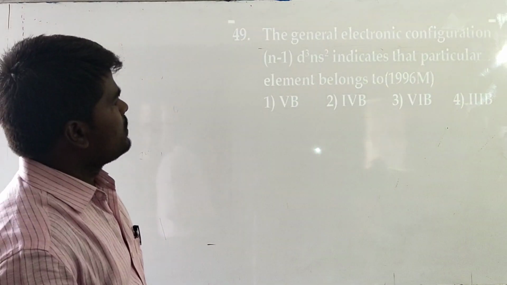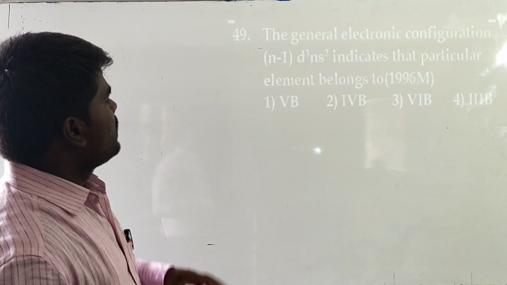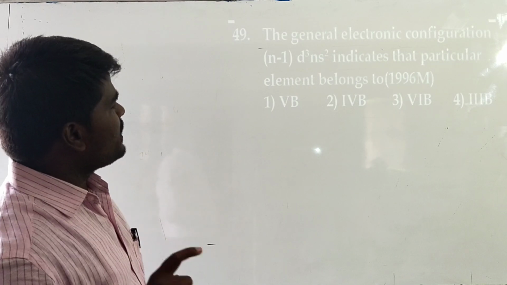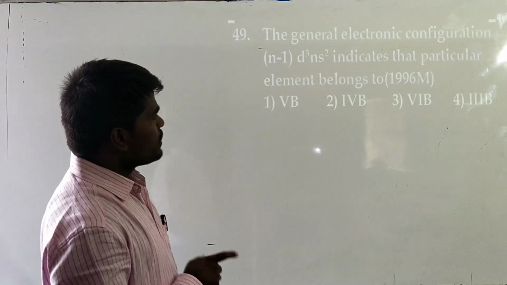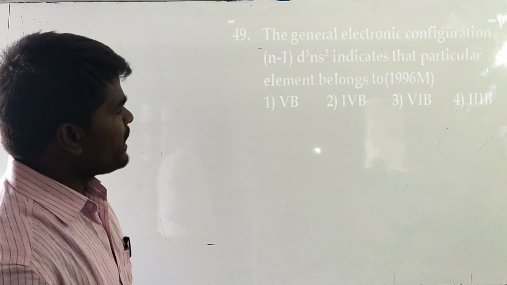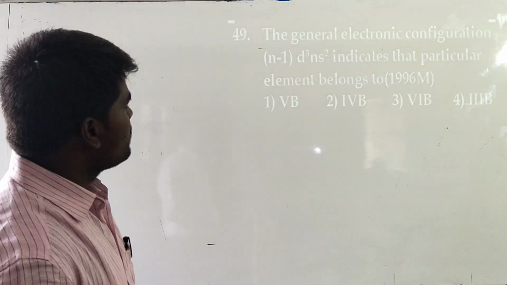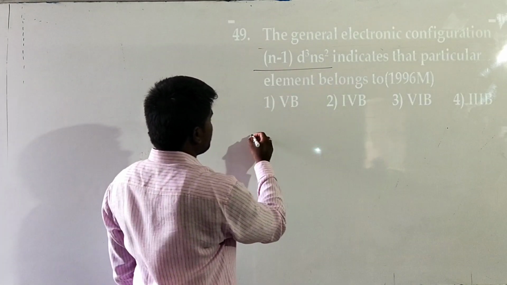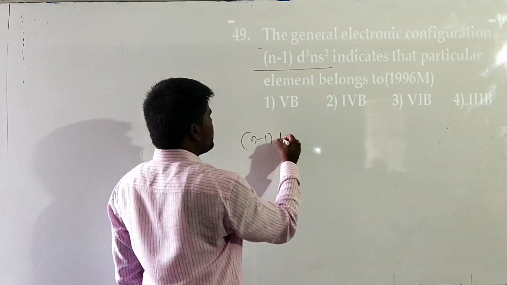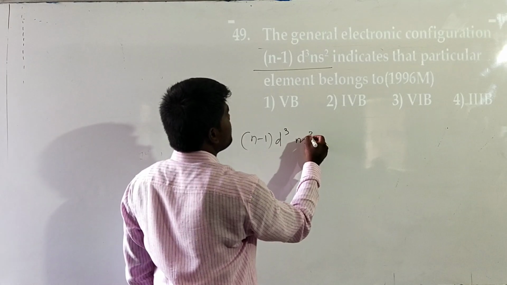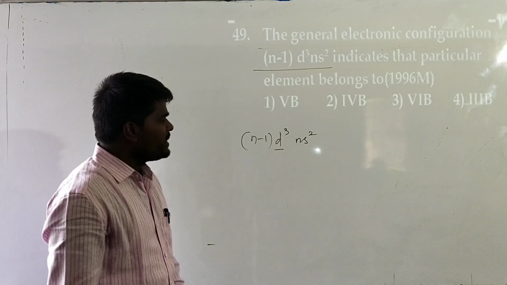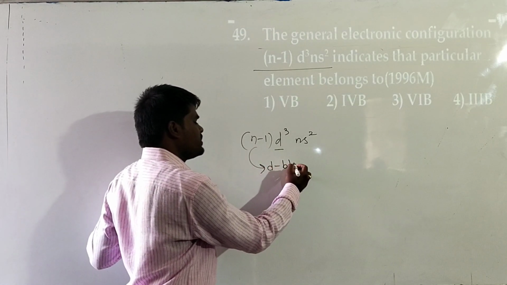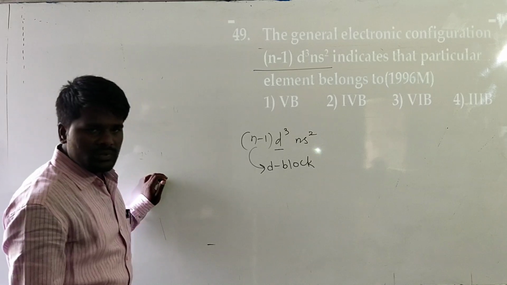Here comes the next question. The general electronic configuration (n-1)d3 ns2 indicates the particular element belonging to which group? This was a question asked in 1996 in a medical entrance examination. So let us see what this is. With this general electronic configuration, what we need to understand is that the valence electrons are present in the d orbital. That means this particular element belongs to the d block.